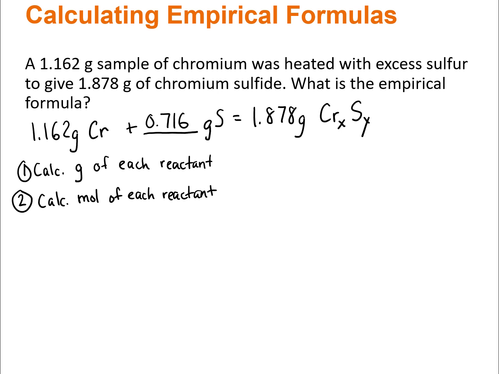We know that we're starting with a certain amount of chromium. We know that our product, we made a certain amount. What we don't know is how much sulfur was added to make that product. So if we take the amount of product we have and subtract the amount of chromium, that should give us the amount of sulfur in grams that was combined with the chromium to make this new compound. And that's all we've done so far. Is that better?